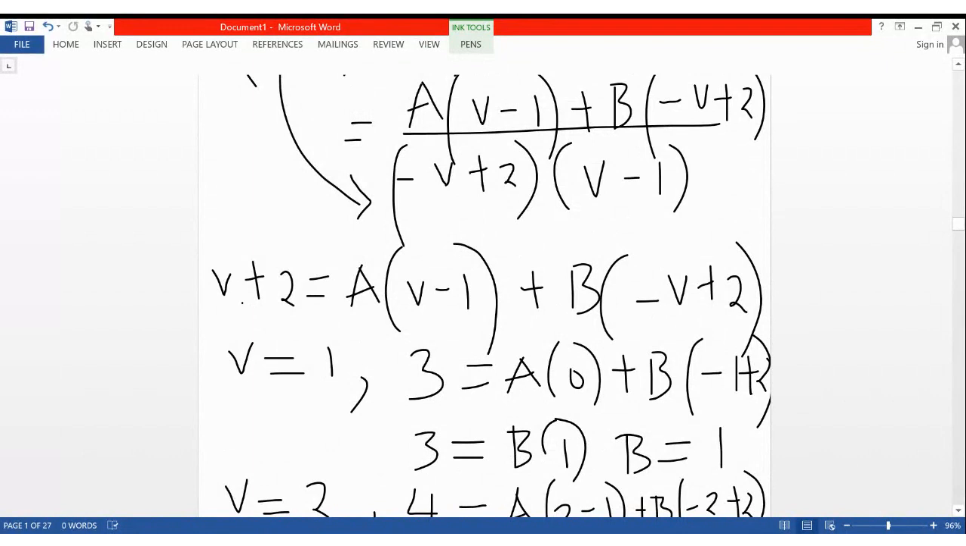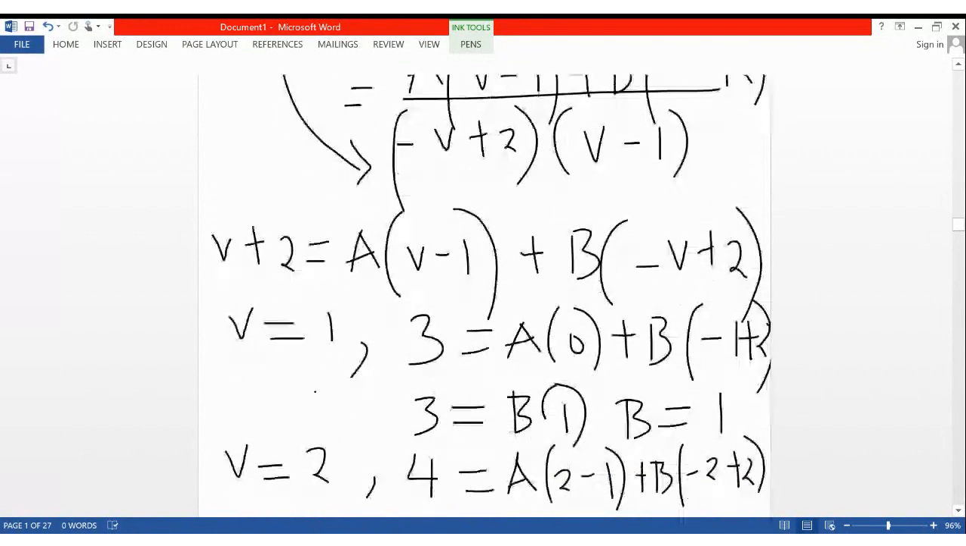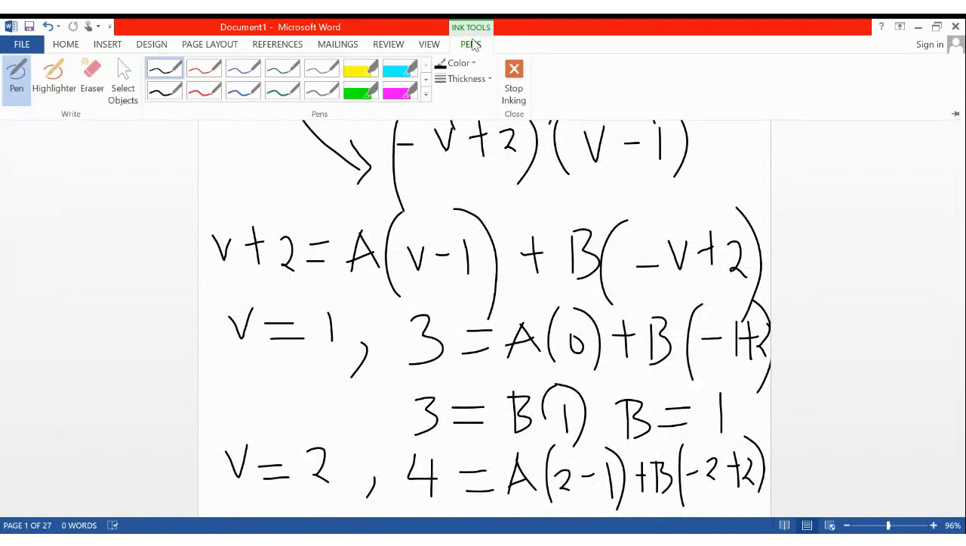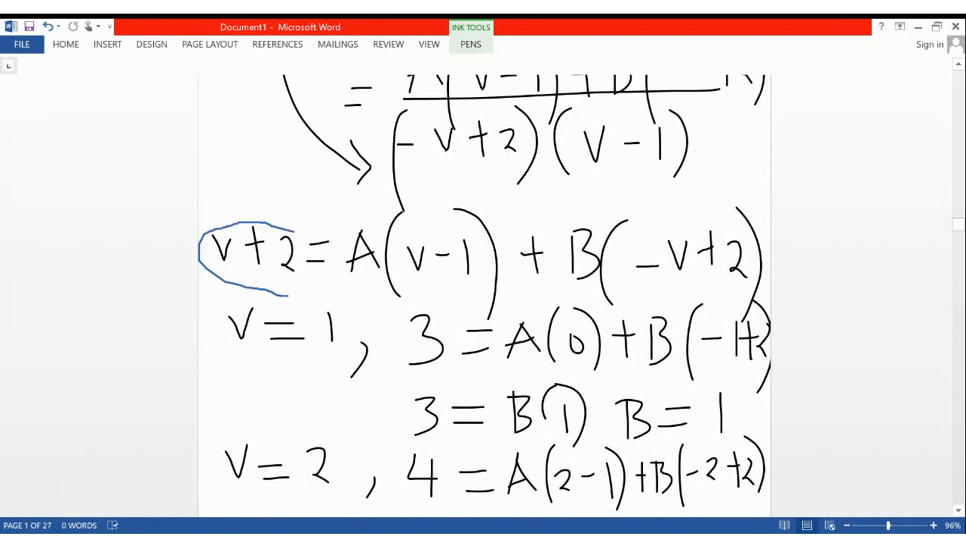So this is where we are. We have replaced there with 1. So I was getting 1 plus 2 is 3, 1 minus 1 is 0, then negative 1 plus 2, I thought that is the same as 1. So I'm getting B as 1.